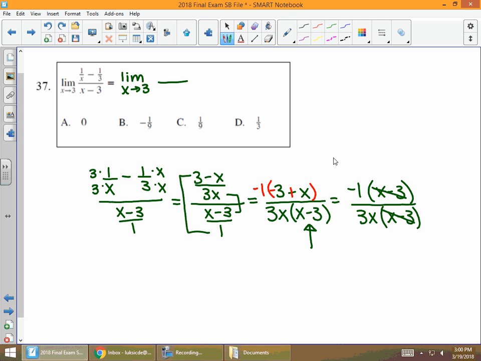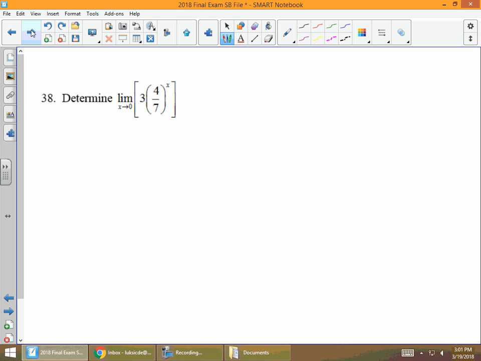Now this limit is definitely able to be evaluated. We can plug in 3 and not get a 0 in our denominator. So I have -1 over 3x is what I'm actually going to evaluate here. I can drop the limit notation when I plug in. And 3 times 3 is 9, so I get -1. B. You have to be very precise when you're working through the algebra that goes with these limits. Double check as you go.